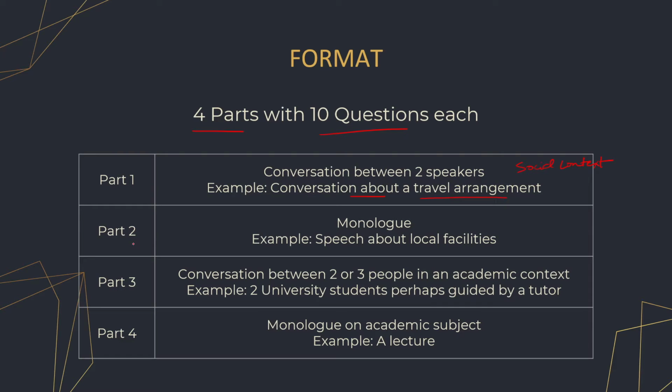The second part of this section would be a monologue. Now, a monologue is basically a speech or a talk with just one person. Again, this would be in a social context. For instance, a speech about local facilities. The third part would be a conversation between 2 or 3 people in an academic context. For instance, 2 university students guided by a tutor, right? And the fourth part would be a monologue on an academic subject. An example could be a simple lecture.